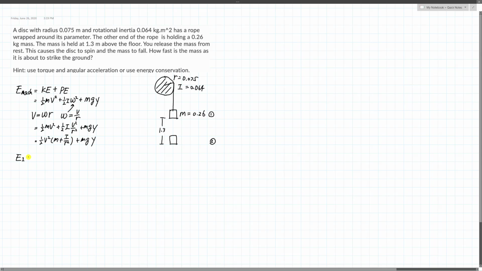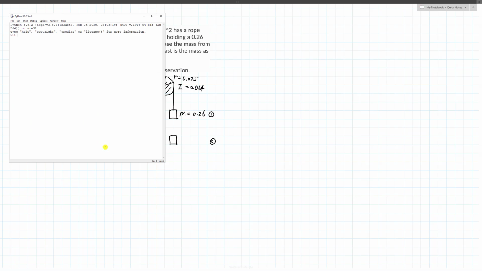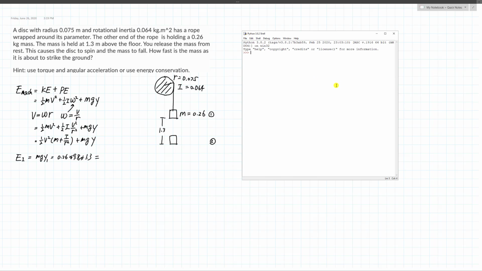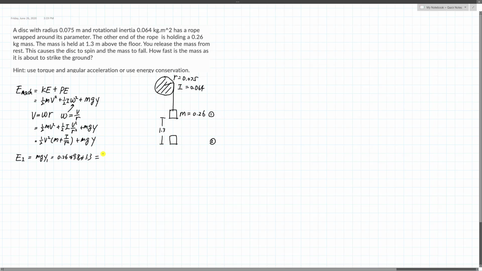So for the snapshot at time 1, just potential energy. So this is just mgy1, 0.26 times 9.8 times 1.3. So let's use our calculator. 0.26 times 9.8 times 1.3. So this gives us a total energy of 3.31 joules. Okay, so 3.31 joules. And then we can calculate the other mechanical energy at the bottom.